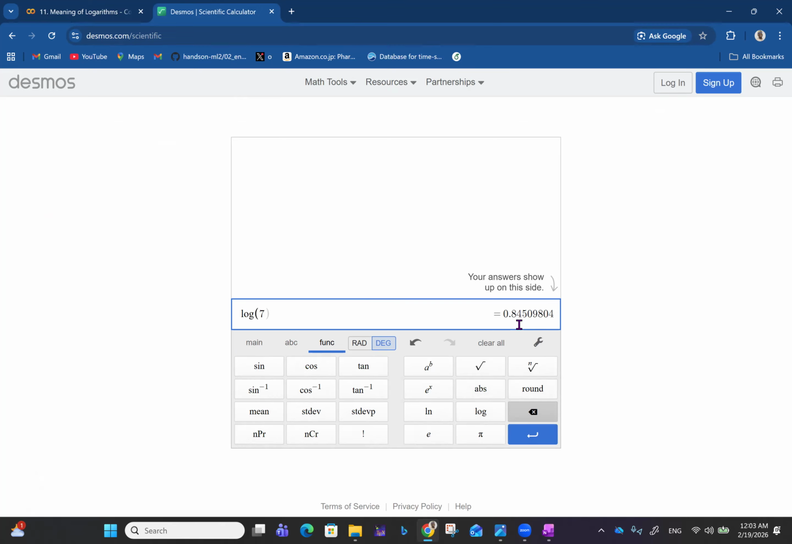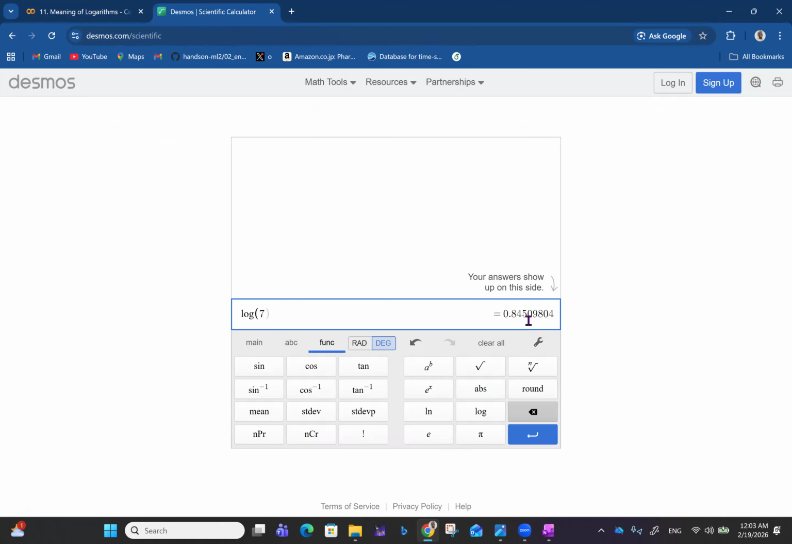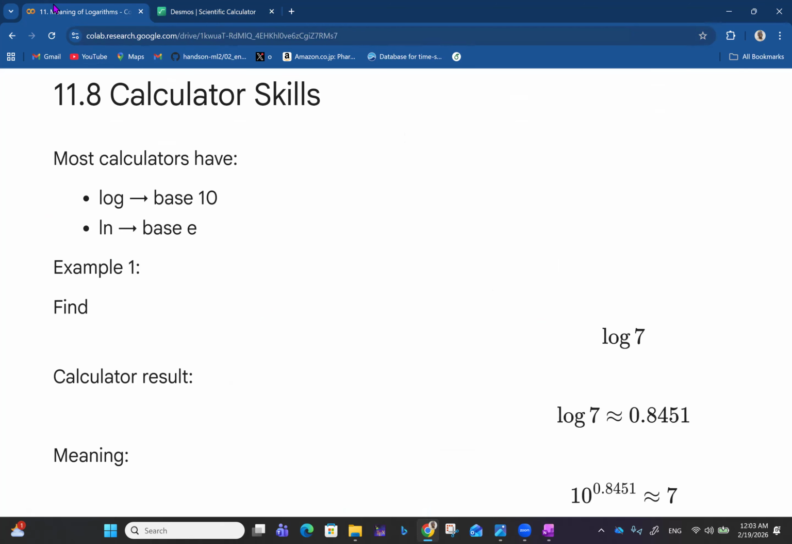So, this shows the answer to be 0.845. Okay, so we have 0.8451 to 4 decimal places. This is 0.8451. On the other hand, it means that 10 raised to 0.8451 is approximately 7, because you're dealing with base 10.